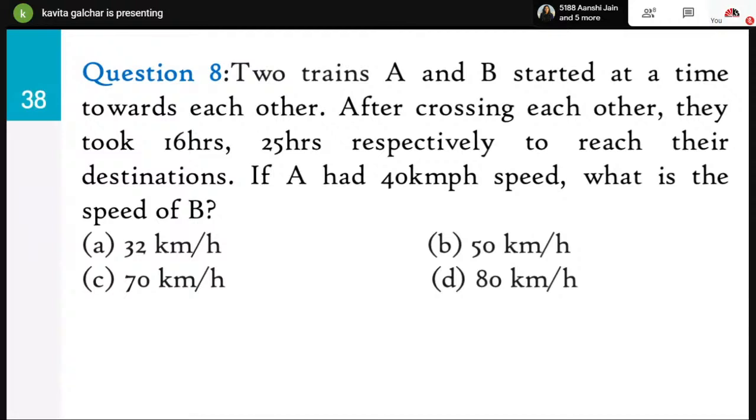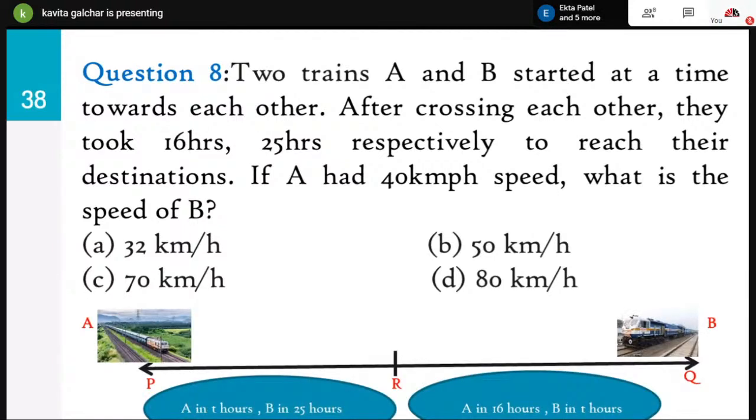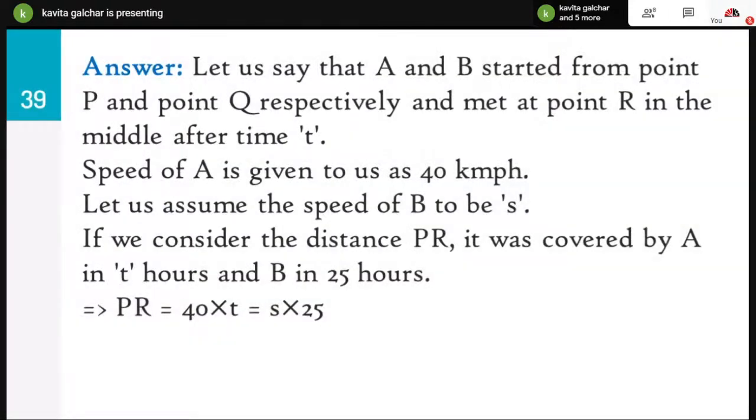Moving towards each other, they are crossing. After crossing, they are traveling 16 hours and 25 hours respectively. See, from P to R, A takes T hours and B takes 25 hours. From R to Q, A takes 16 hours and B takes T hours. Let us say that A and B started from points P and Q respectively and met at a point R in the middle. Speed of A is given to us as 40 km per hour. I have to calculate the speed of B, that is S.